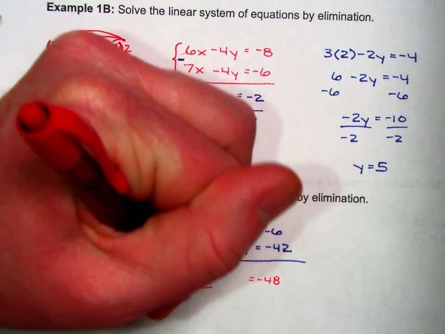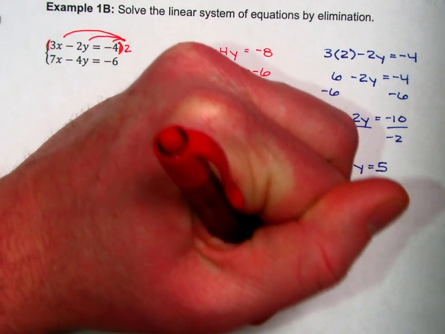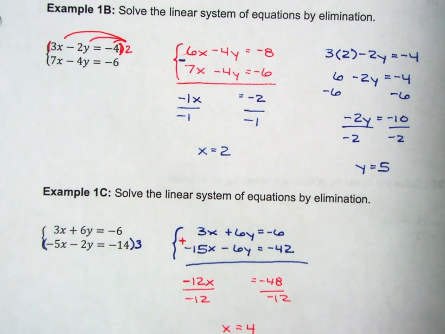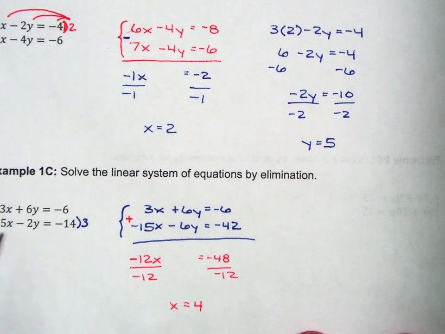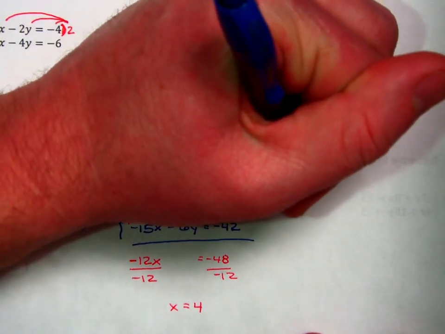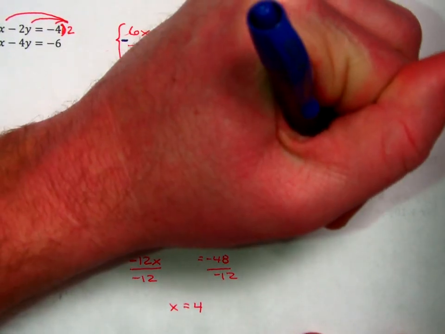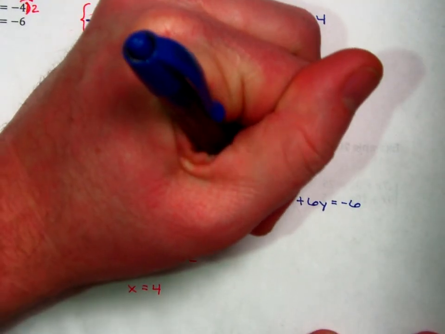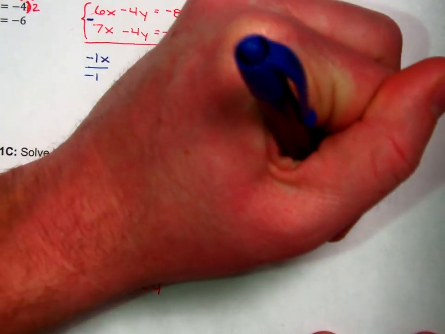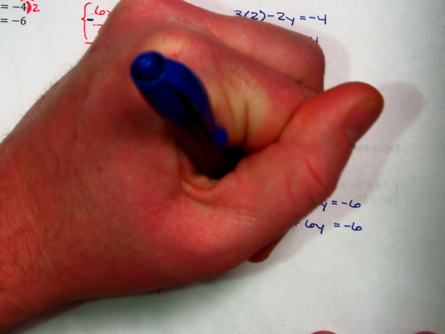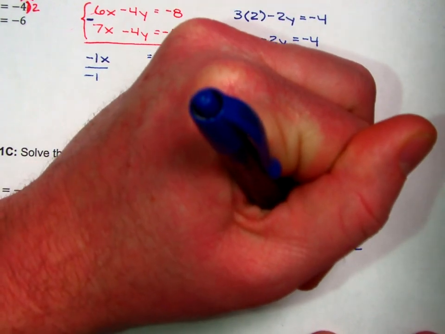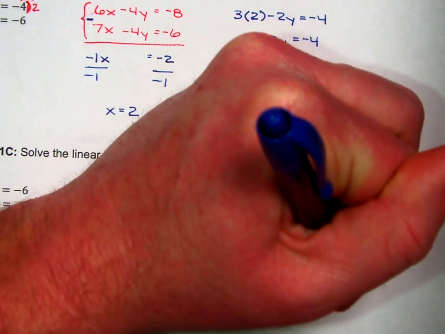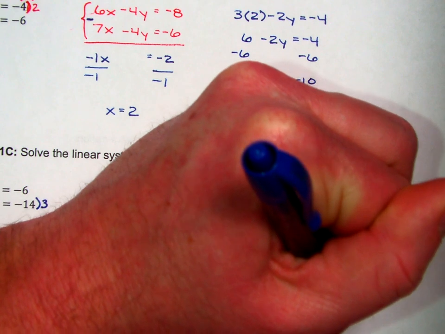If we divide each side by negative 12 to solve for x, turns out that x is equal to a positive 4. And I'm going to take that and plug it back into my top equation and solve for y. So 3 times 4 plus 6y equals negative 6. That means that I've got 12 plus 6y equals negative 6. We subtract 12 from each side. 6y now becomes a negative 18. And then divide each side by 6, and y should turn out to be equal to a negative 3.